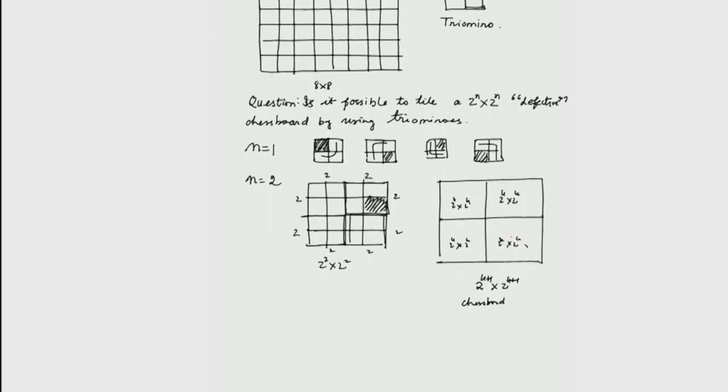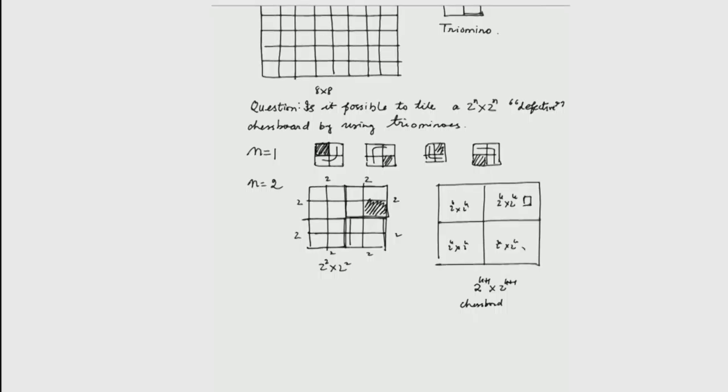All right. Now, we know that there is a defect. So, the defect in the 2 to the power k plus 1 by 2 to the power k plus 1 chessboard has to lie in one of these smaller chessboards. Suppose it is here. Then what we can do is that we can put a triomino around the center here, making the remaining 3 chessboards defective.